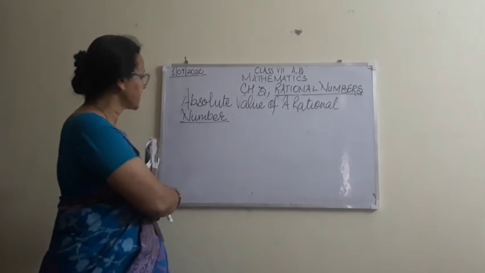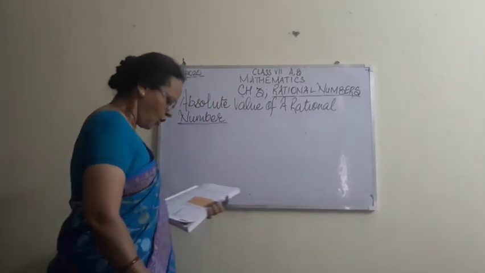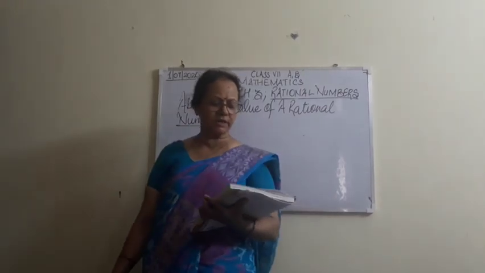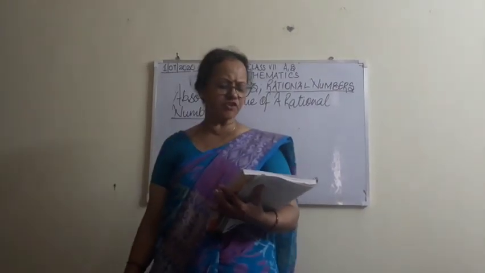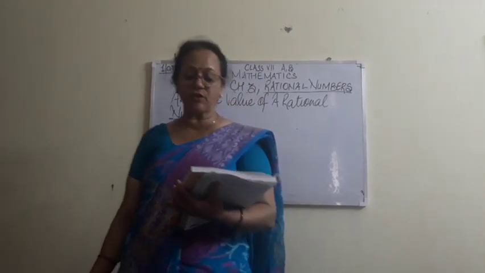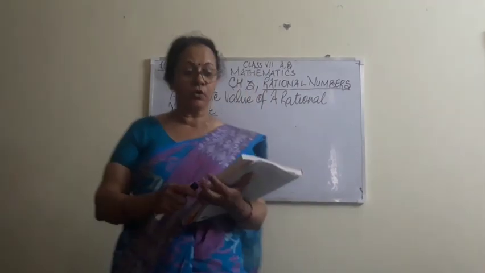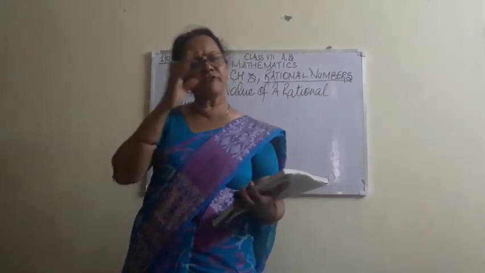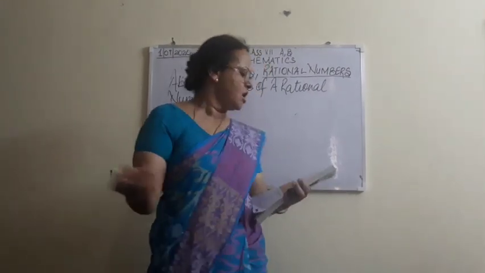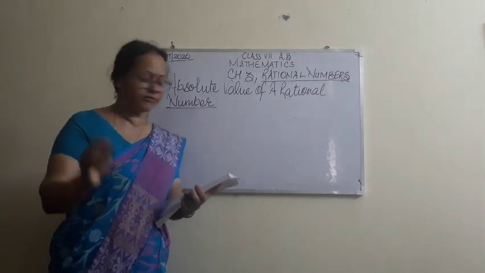Now students, our next topic is the absolute value of a rational number. Open your book, page number 23. The heading is written: absolute value of a rational number. The absolute value of a rational number is its positive numerical value. It means if the number is given negative, then it becomes positive. If it is given positive, then it is positive. So you can write the definition of this.